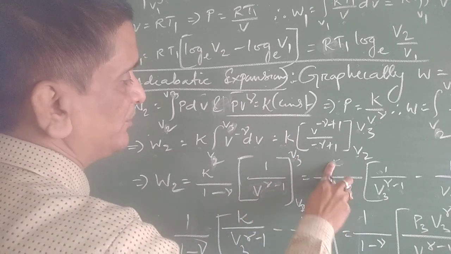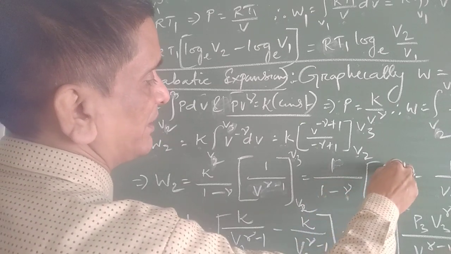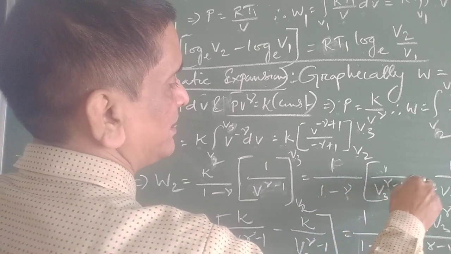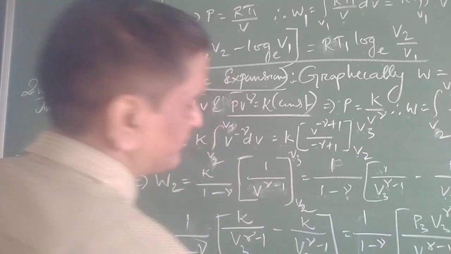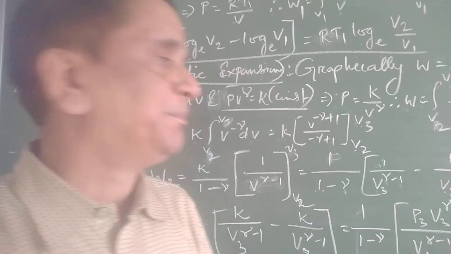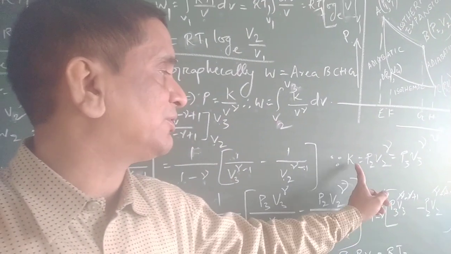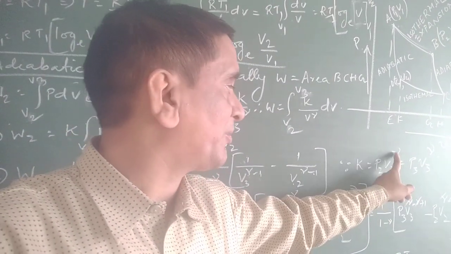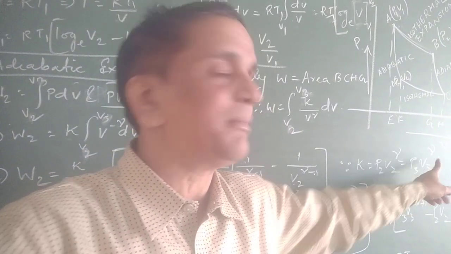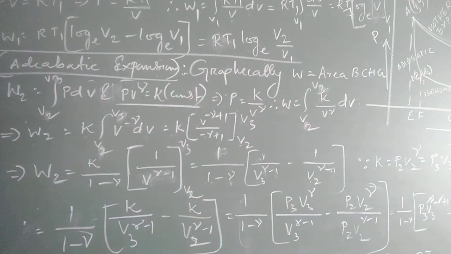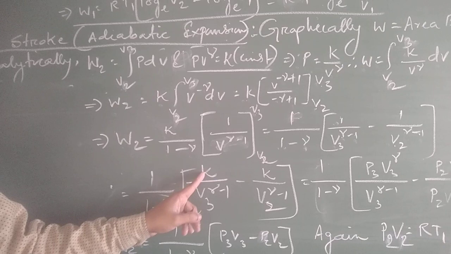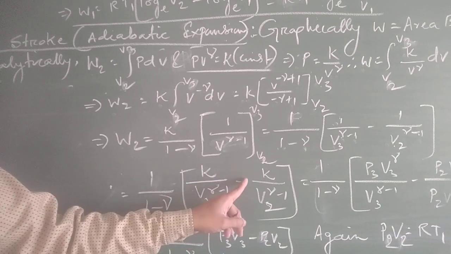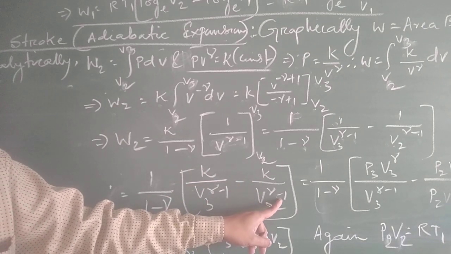Now when you put in the limits V2 to V3, it will be 1 by V3 to the power gamma minus 1, minus 1 by V2 to the power gamma minus 1. And as you know, PV to the power gamma is constant, so we can write P2 V2 to the power gamma equals P3 V3 to the power gamma equals K. So we get 1 by 1 minus gamma times K by V3 to the power gamma minus 1, minus K by V2 to the power gamma minus 1.